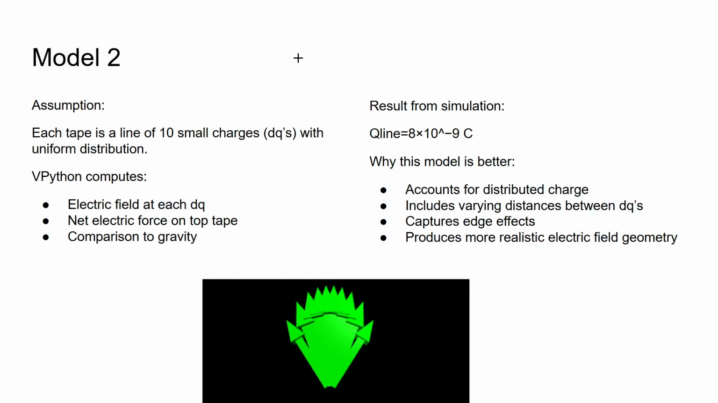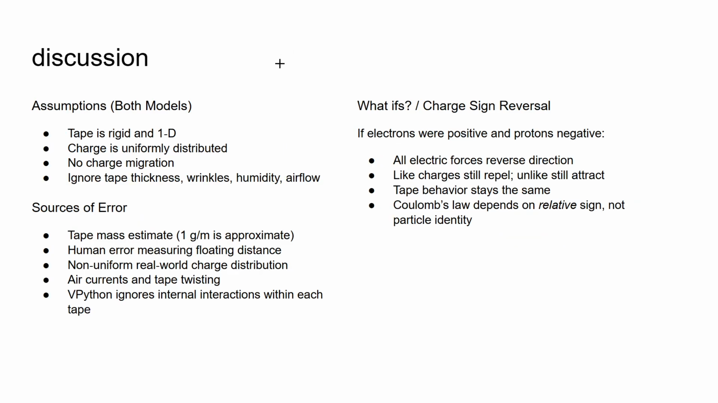Model 2, the assumption was that each tape is a line of 10 small charges, dQs, with a uniform distribution. The model computes electric field at each dQ and net at each Q, net electric force on the top tape, and in comparison to gravity. This model is better because it accounts for distributed charge, includes varying distances between dQs, and captures edge effects. It produces more realistic electric field geometry.